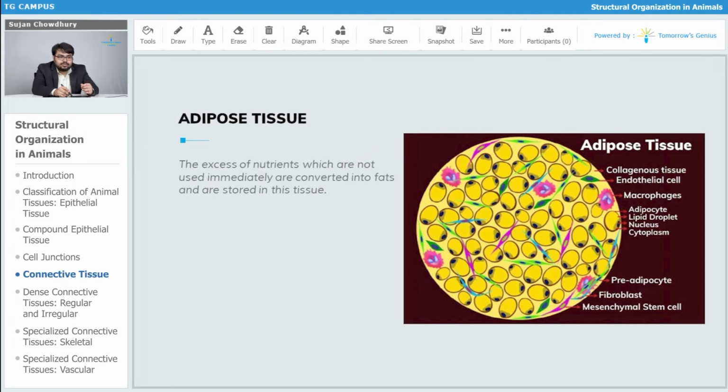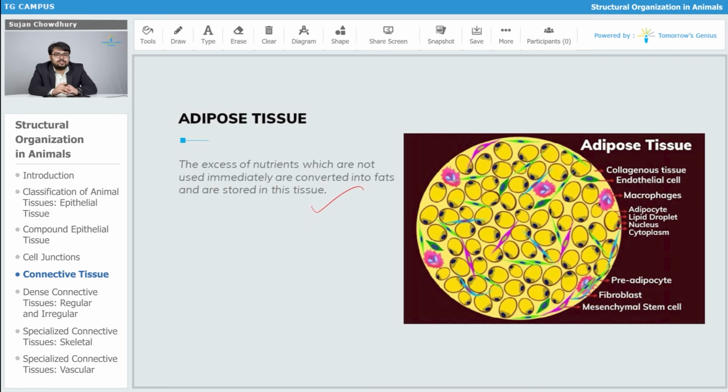The excess of nutrients which are not used immediately by the body are converted into fats and are stored in this tissue. So the adipocytes, which are the cells of the adipose tissue, are enriched with fat. There are fat globules in the adipocytes, for which the nucleus has to be displaced to the periphery. The major part of the cytoplasm is also observed at the periphery.